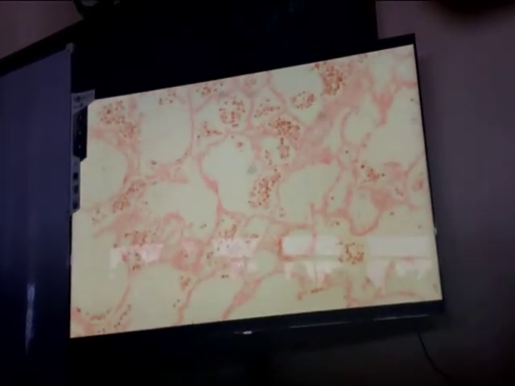Correct? So this is the diagnosis for this slide. Diagnosis. Chronic passive congestion. Identify the cells pointed. Okay, they are macrophages which are laden with hemosiderin. What is the most common cause of that condition? Heart failure, congestive heart failure, particularly left-sided or right-sided?